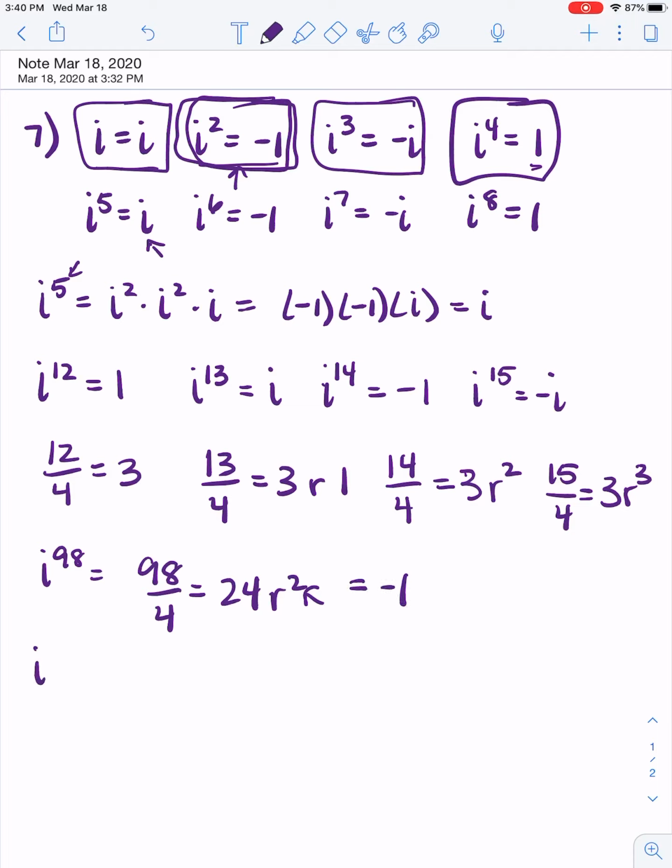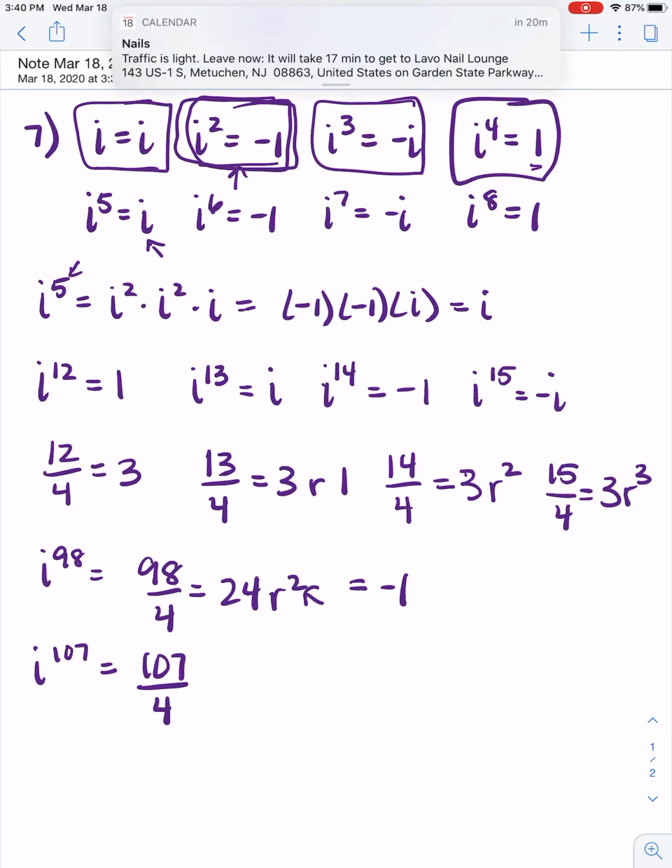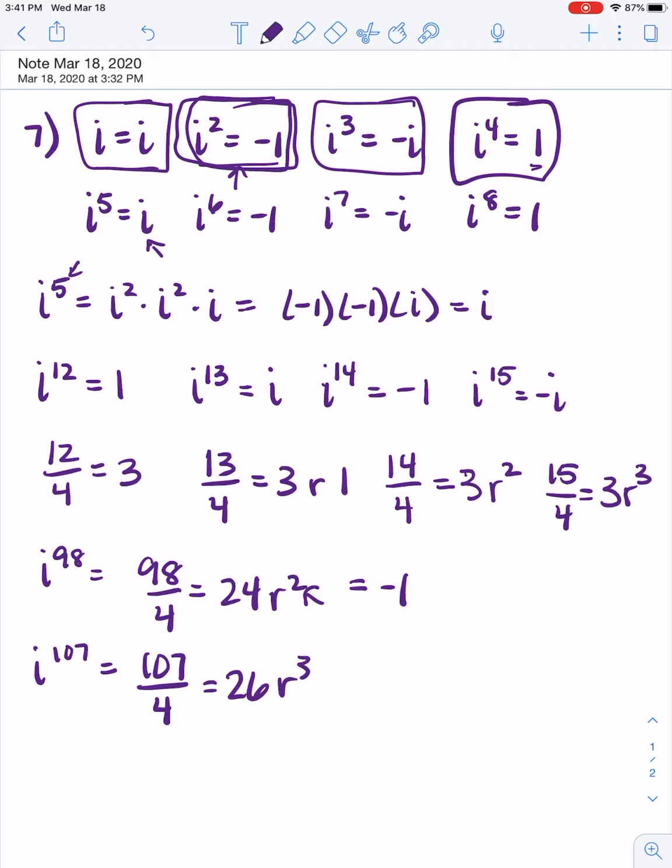The next one is i to the 107. Again, I have to divide by 4 and figure out what my remainder is. 107 divided by 4 is 26, so that's going to give me a remainder of 3. I didn't want to write it like that, it looks like an exponent. It's remainder 3. Since I have a remainder of 3, I know it's going to be i to the 3rd, so my answer is -i.